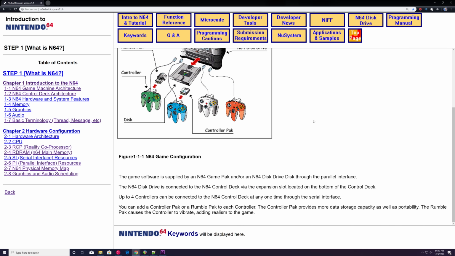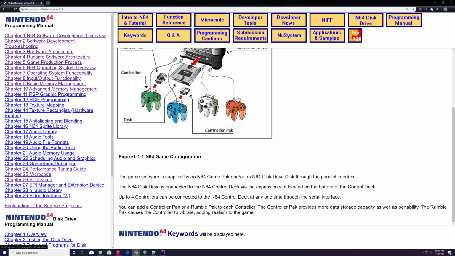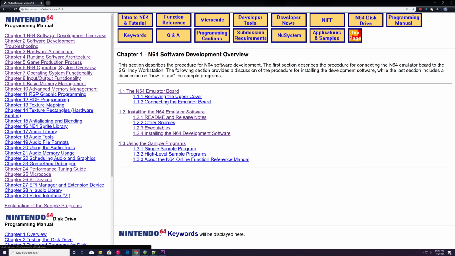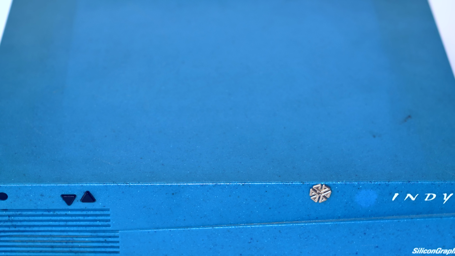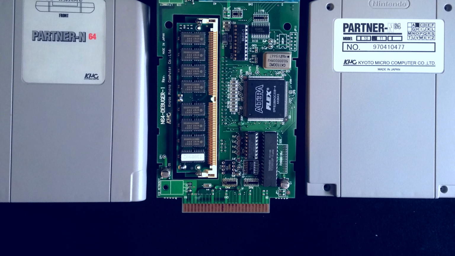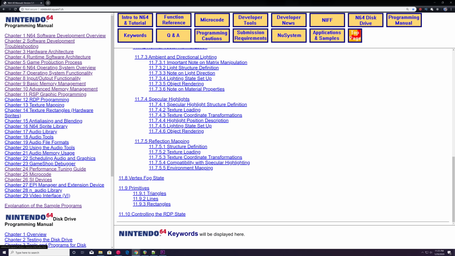So this is the programming guide and reference manual. If you were a developer from the Nintendo 64, you'd be quite familiar with this documentation. Pretty much all the information you need to code N64 games is here. Back in the early days, developers were using Silicon Graphics workstations and then later partner Nintendo 64 hardware development kits on PCs and writing code in C.